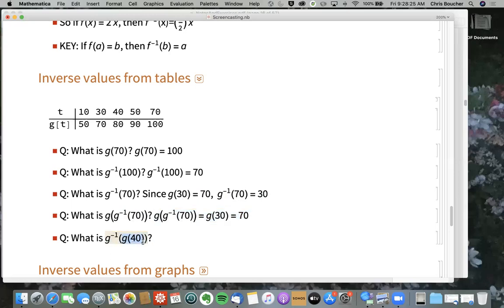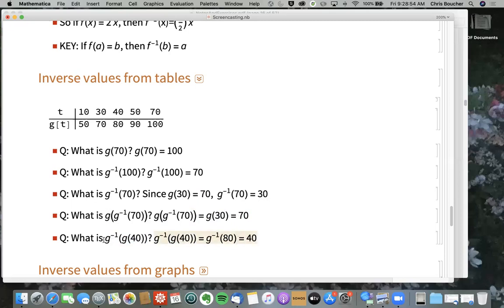Similarly here, G inverse of G of 40. I'll start on the inside with G of 40. So let's copy this whole thing here. So this is going to be G inverse of what's G of 40? G of 40 is 80, right? So this is G inverse of 80. And what's G inverse of 80? Well, G inverse maps 80 to whatever gets mapped to 80 by G, which is 40.